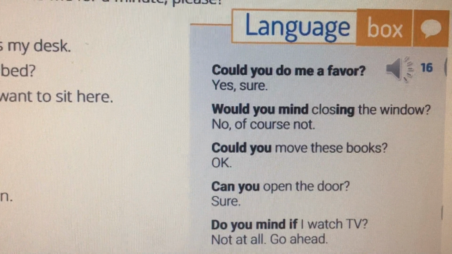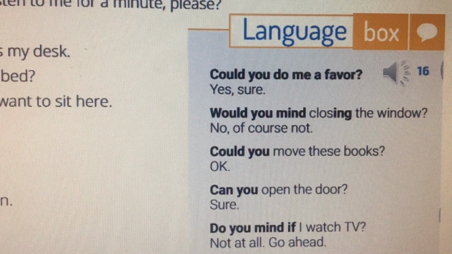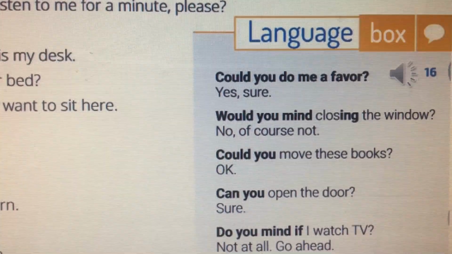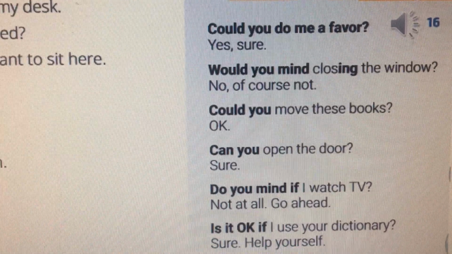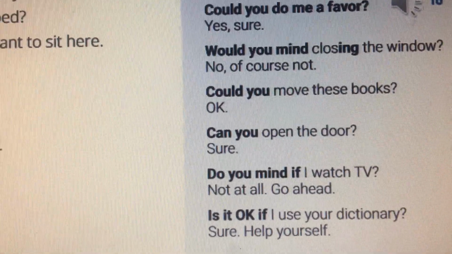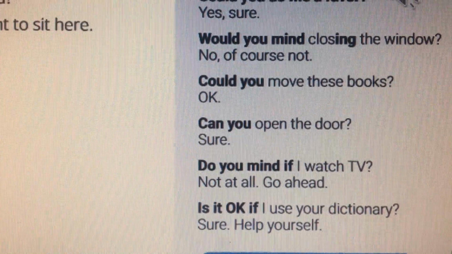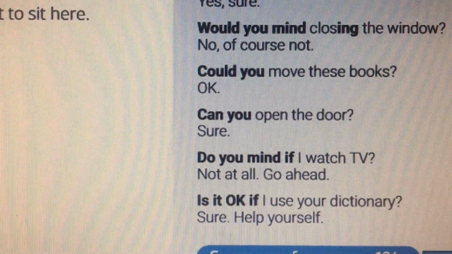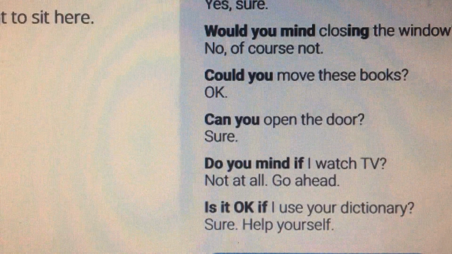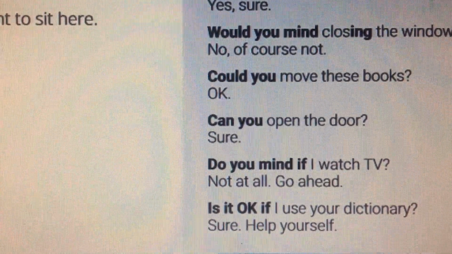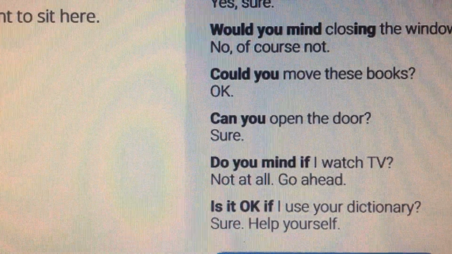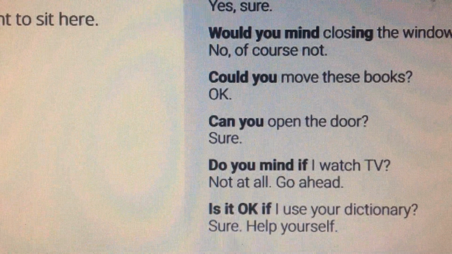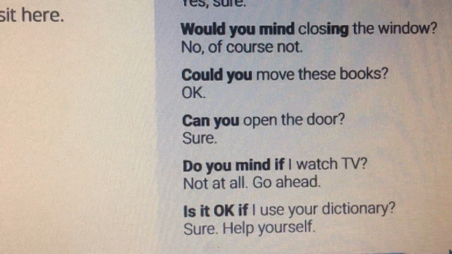Could you do me a favor? Yeah, sure. Would you mind closing the window? No, of course not. Could you move these books? Okay. Can you open the door? Sure. Do you mind if I watch TV? Not at all. Go ahead. Is it okay if I use your dictionary? Sure. Help yourself.